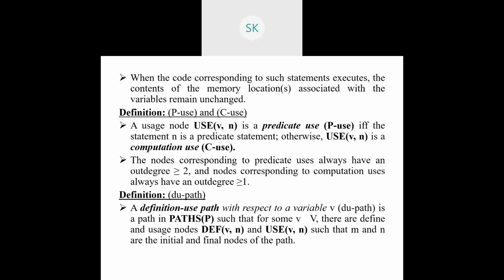A define-use path, DU, with respect to a variable V, is a path in path P. What is this path P? This is the path which we have identified with respect to path testing. Using path testing, we identify several paths and all the paths are listed. From those, you take one path. How do you choose it? For some variable v belonging to, the symbol is missing here, belonging to.